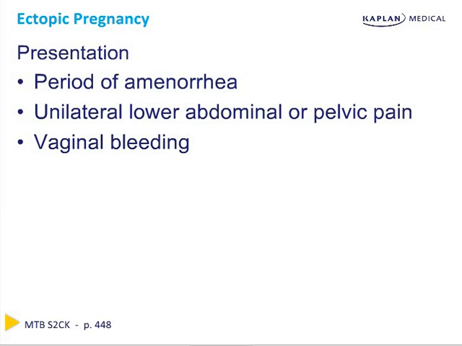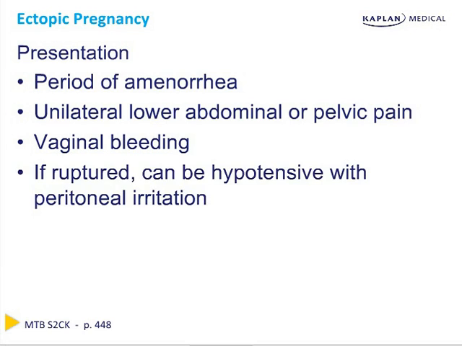Normal pregnancy discomforts, such as breast tenderness, frequent urination, and nausea, are often present in addition to the symptoms described here. If the ectopic pregnancy is ruptured, they may give you additional symptoms, such as abnormal vital signs, or peritoneal signs, such as rebound and guarding found on the physical exam. But remember, with the classic triad of symptoms of abdominal pain, amenorrhea, and vaginal bleeding, be thinking ectopic pregnancy.